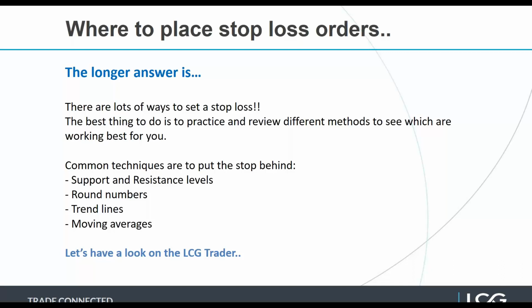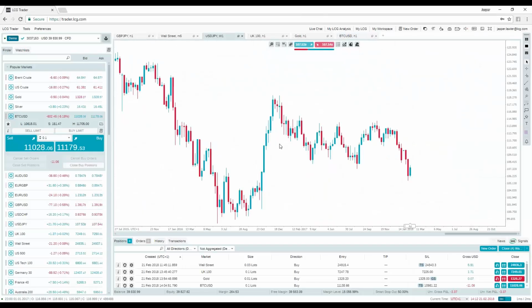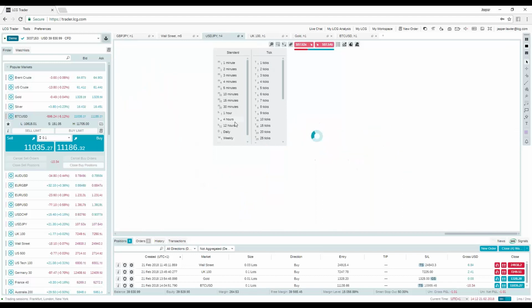So for me, more often than not, it's based on support and resistance levels. Round numbers form a part of that. A lot of people are big users of trend lines and also moving averages, in both of those last two, particularly in trending markets, obviously. So let's have a look here. An example might be dollar yen, a bit of a crazy looking market. Well, if we go down to the 4-hour chart.